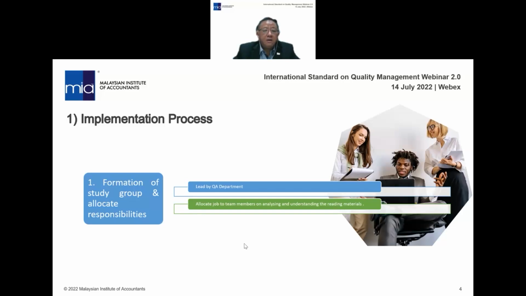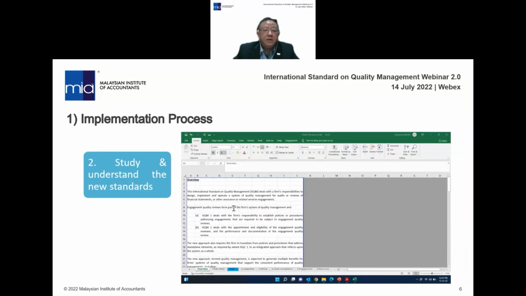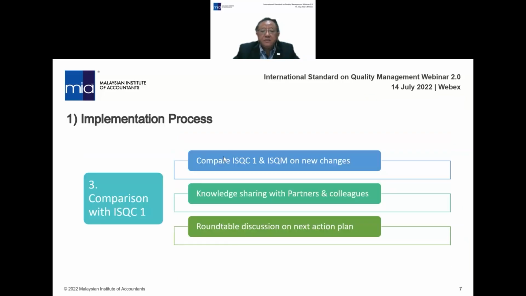Okay, next, we started studying the exposure draft and implementation guide of the standard. There is a lot of material shared by the IAASB, the global body, and also from various other resources. We started studying, everybody read, and then we analyzed and understood the changes. Then number two, we study and understand the new standard. What is the new standard? Read through it first. Then step three, we compare with ISQC1.